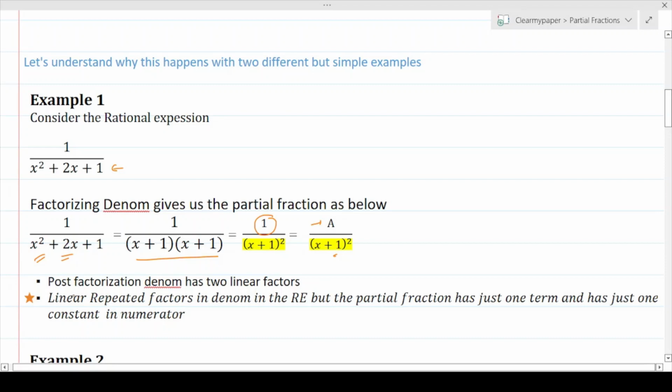The observation is about post factorization. From here we factorize to this. Post factorization, the denominator has got two linear factors. That means it makes it a type 2 problem with linear factors.